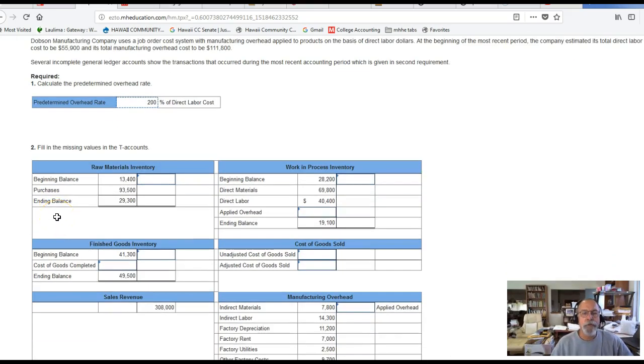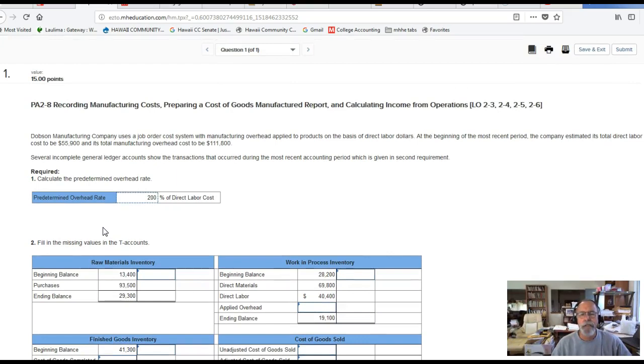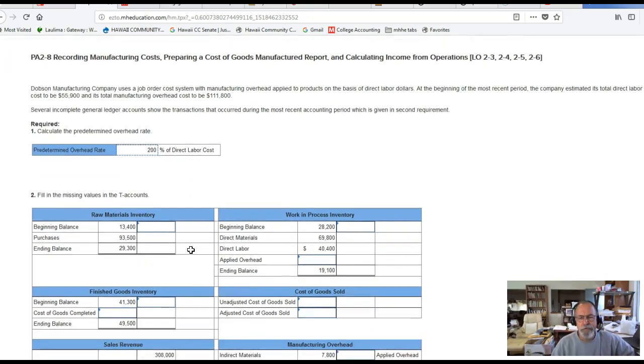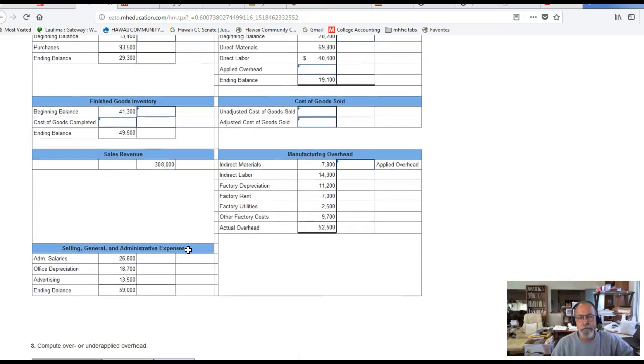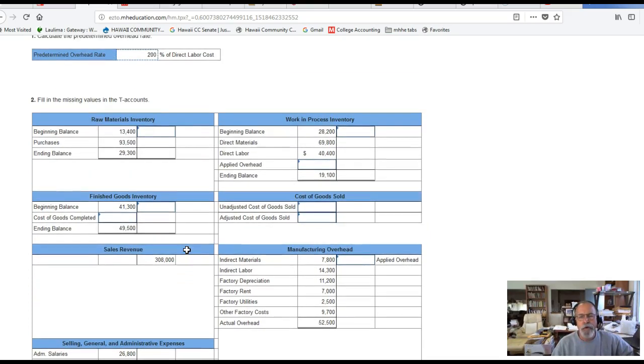Okay, number 2 required, fill in the missing values in the T accounts. This is a little bit tricky compared to what we did in the previous problems, because filling in missing values requires a little bit more understanding of the process. And so let's take a look at what we have here.